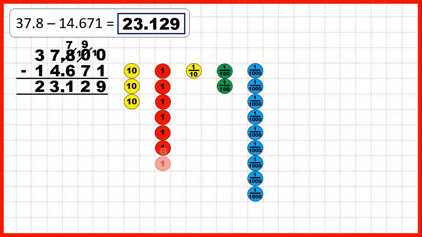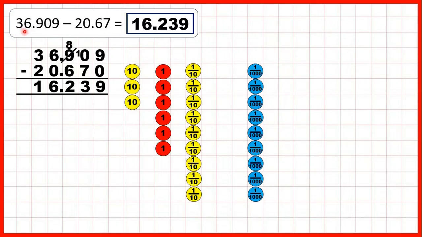We subtracted 4 ones to get 3 ones in our answer, and we subtracted 1 ten. So that gave us an answer of 23.129. So 2 tens, 3 ones, 1 tenth, 2 hundredths, and 9 thousandths. Then we started with 36.909. So that's 3 tens, 6 ones, 9 tenths, no hundredths, and 9 thousandths. We didn't need to subtract any thousandths, so the 9 thousandths remained in our answer.